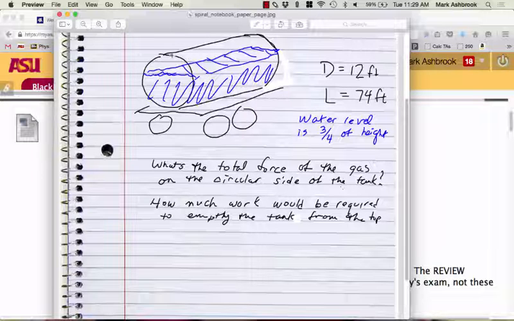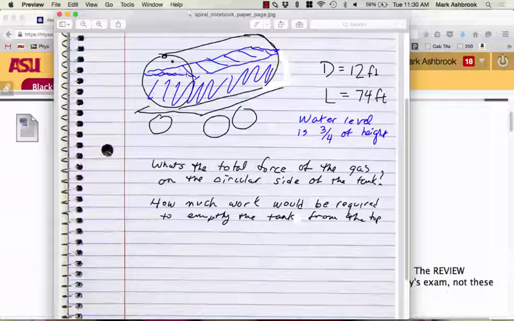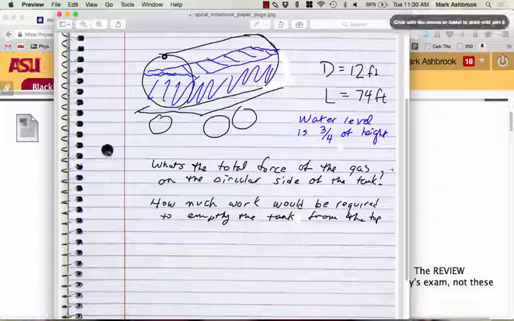So say our emptying spout is right there. I don't know why, but that's where it is. So is it water or gas? Yes, the fluid density. Yeah, I'm going to get to that.